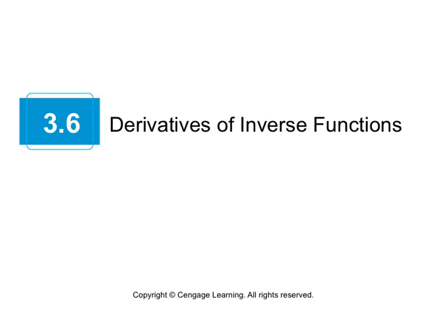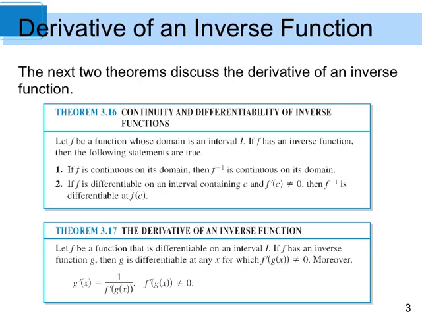First, I want you to get the theorem down. So here is the theorem, and I'm going to point some things out to you. The continuity and differentiability: if f is continuous, then f inverse is also continuous. If f is differentiable on an interval containing c, it might not be differentiable everywhere, then f inverse is also differentiable at c.